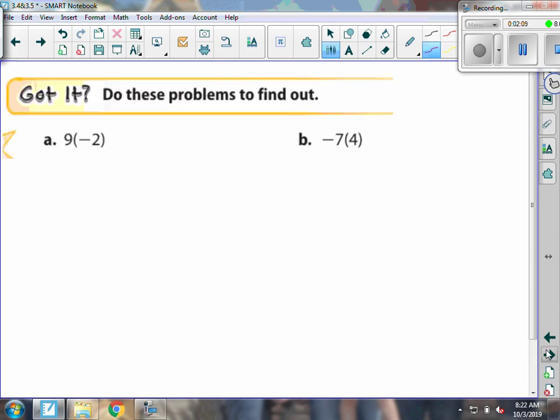Take a moment to copy these down and try these ones on your own. So 9 times negative 2 is going to give us negative 18, and negative 7 times 4 is going to give us negative 28. Hopefully that should be pretty easy for you.